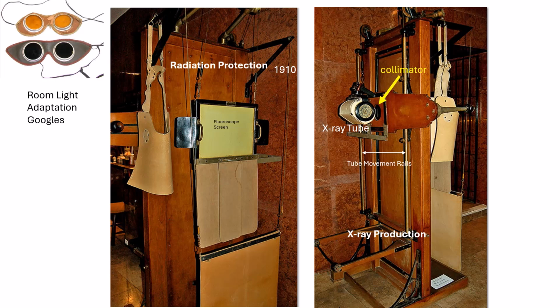Here we see a 1910 fluoroscopic machine. Notice on the machine, we're taking a look at the front and the back, that there was plenty of radiation protection for the operator, and also that the X-ray tube or main beam was collimated to reduce the amount of radiation to the patient and the operator.